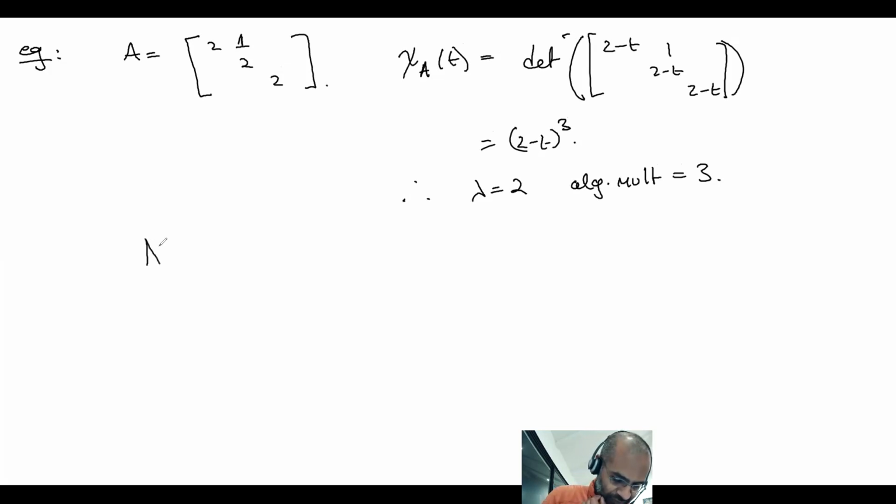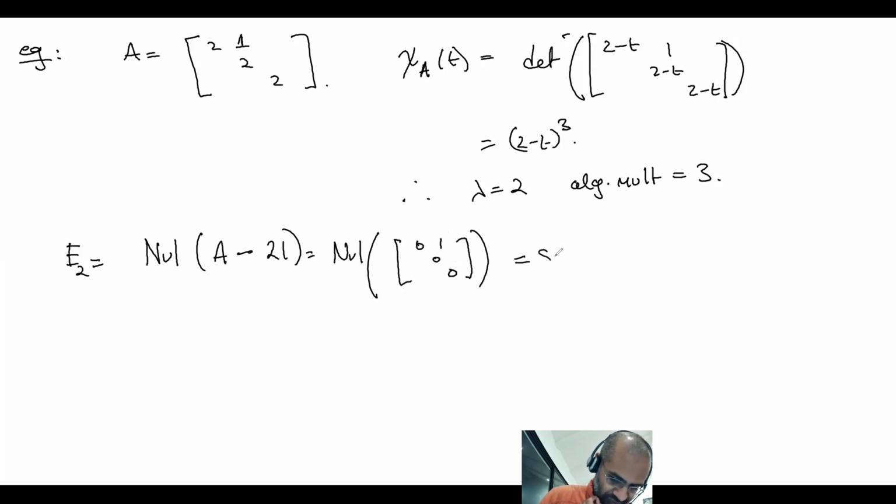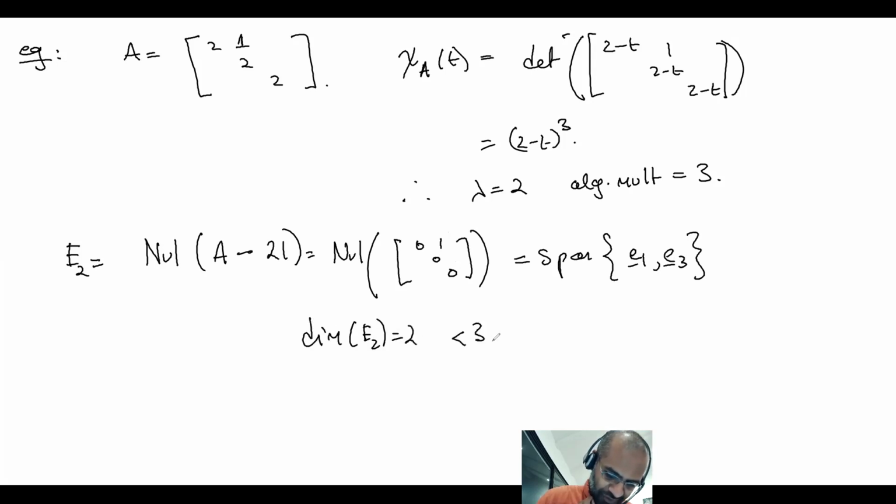But what's the geometric multiplicity? Well, E2 is the null space of A minus 2I, which is the null space of this matrix 0, 0, 0, 1, which is the span of, I believe, E1 and E3. And so the dimension of this is actually 2, which is less than 3. So this can happen. Anyway, that's it for today's lecture, and see you next time.